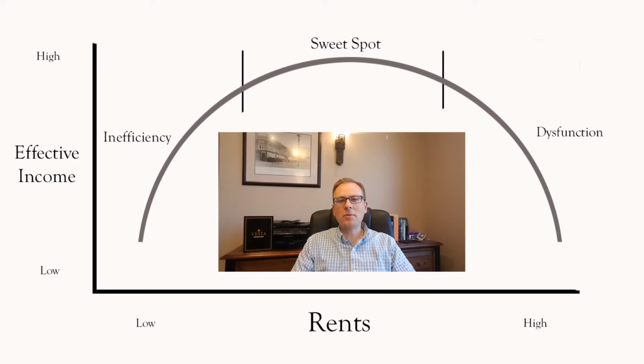On the bottom of the chart is rents, where you set rents high or low for what your particular unit is valued at in the market. So on the left side of this chart, you'll see low rents and low effective income. That's a no-brainer, right? In this area, you'll find landlords that have kept rents low for the last decade or more. They haven't raised rents periodically to keep up with the market.